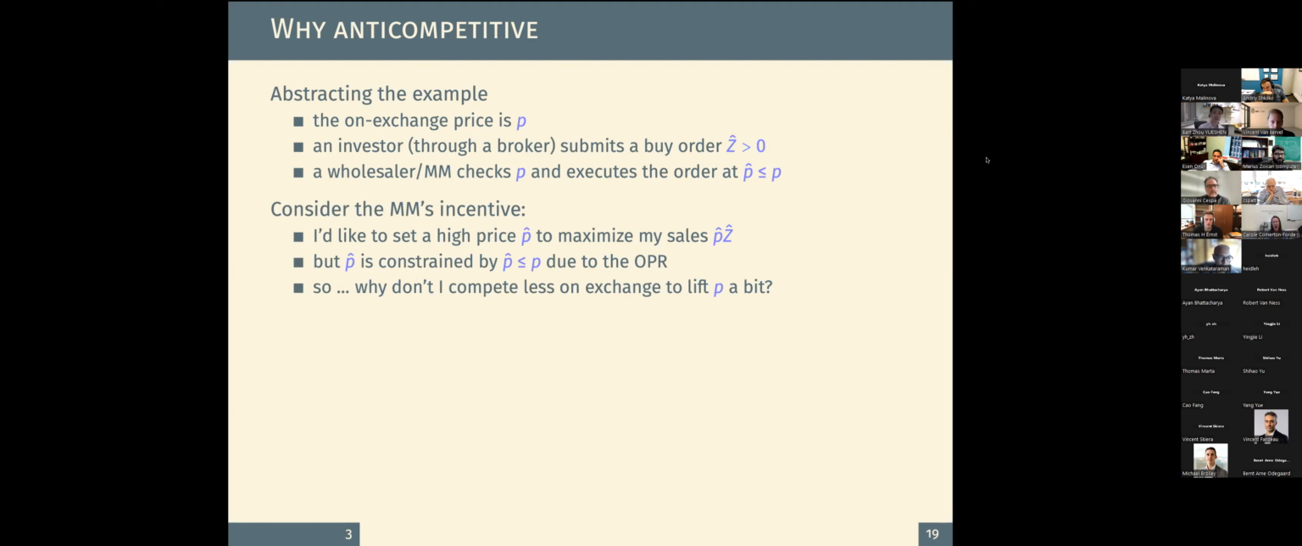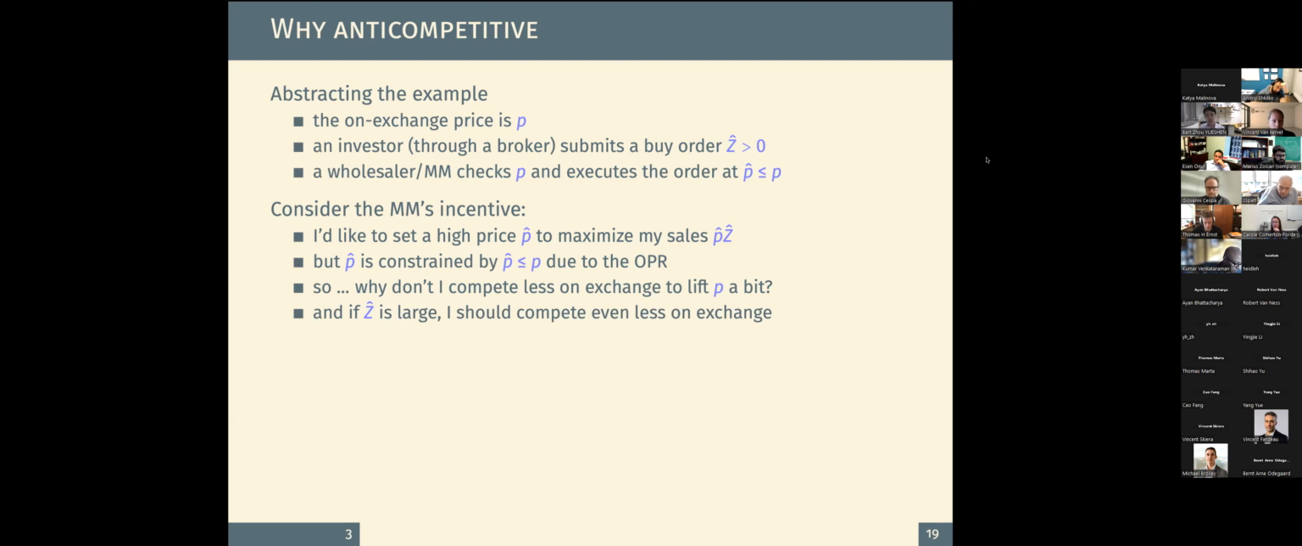Therefore, as the market maker who also provides liquidity on exchange, I will ask myself: if I want to set the P hat as high as possible, why don't I compete less on the exchange in the first place, so that I can lift the P a little bit? I can relax the constraint a little bit if I compete less on the exchange. I have all the incentive to do so because I want to maximize my off-exchange sales, P hat multiplying Z hat. This incentive is particularly strong if the Z hat is large. The more orders I receive off-exchange, the stronger the incentive I have not to compete on the exchange, so that I can improve the price.